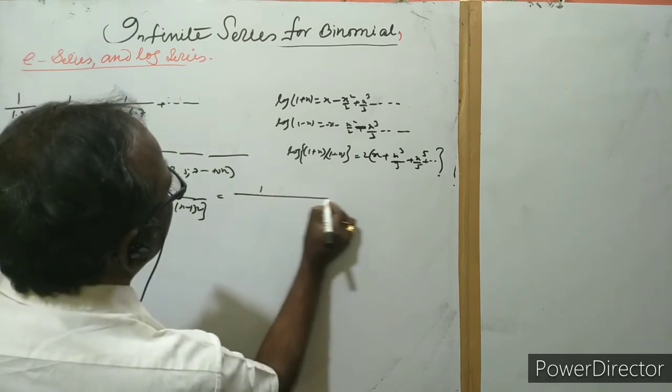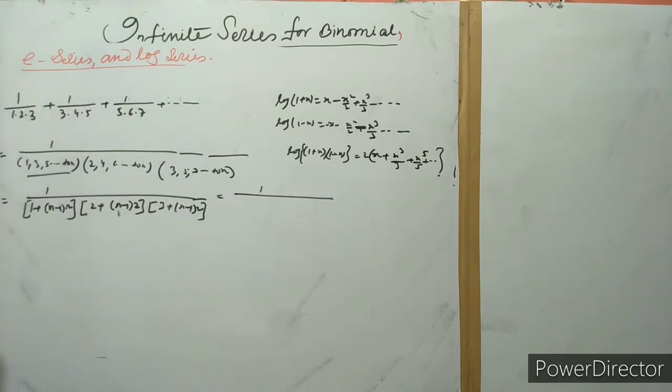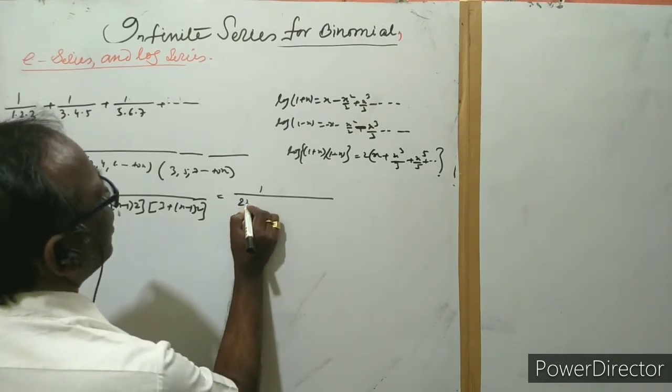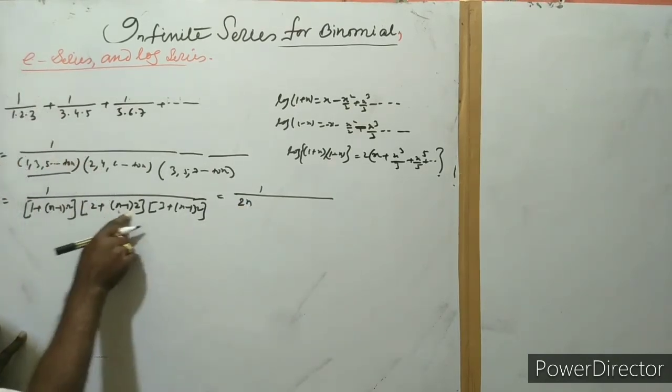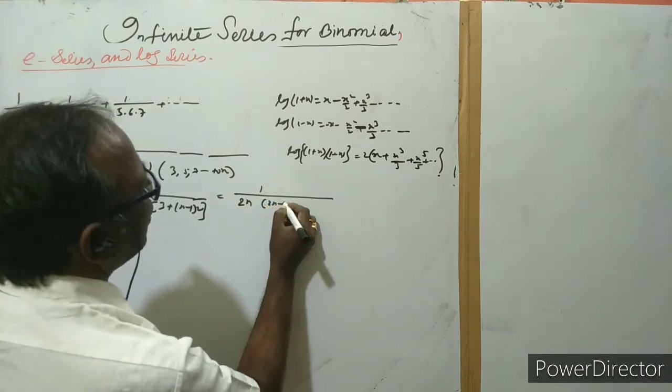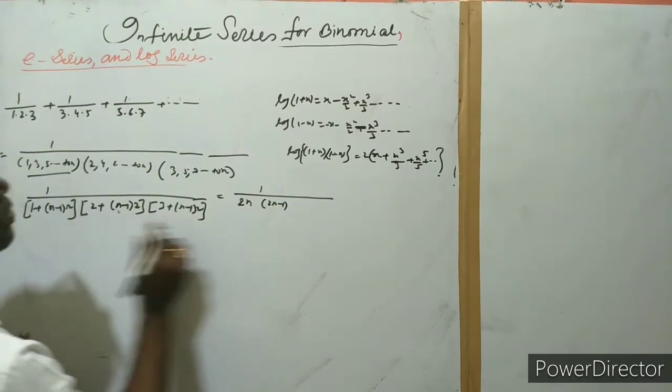Then we get this is 2n minus 1. This is 2n, in the middle, this is 2n. Okay, in the middle, this is 2n. And this is 2n minus 1, and this is here 2n plus 1.